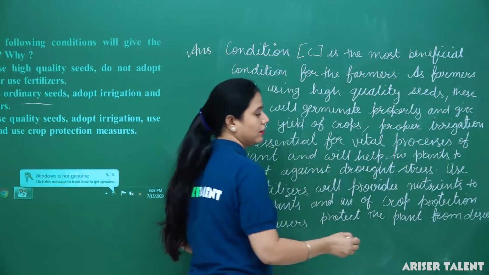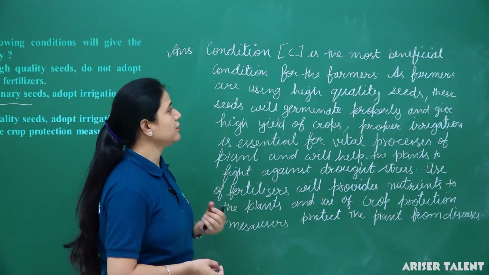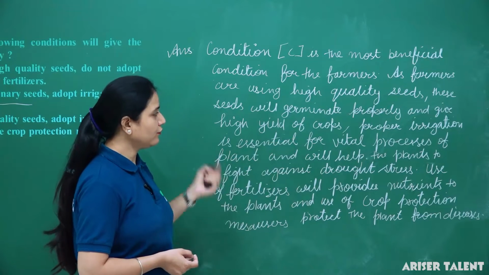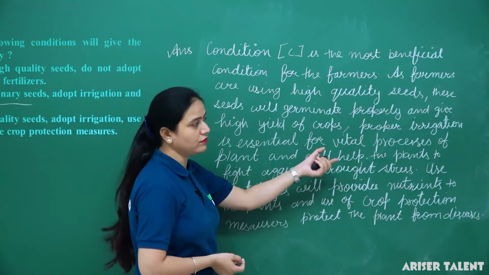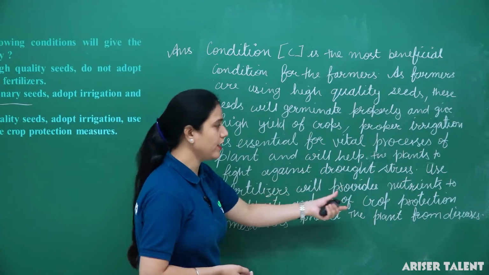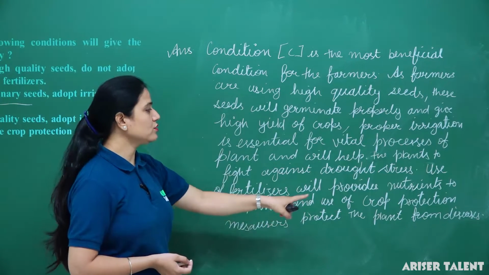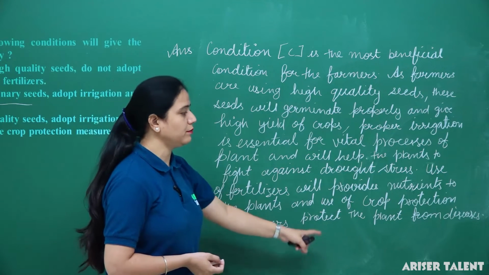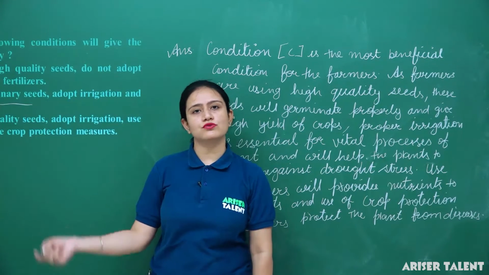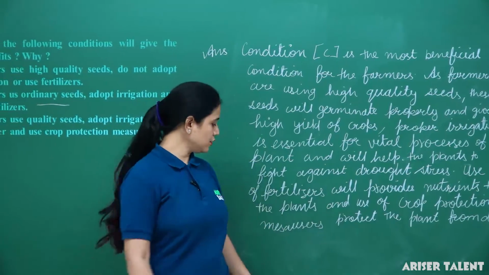So here I have described. We can say that condition C is the most suitable condition because high quality seeds will give a high yield of crops. Proper irrigation is essential for the vital processes of plant and will help the plant to fight against drought stress. Use of fertilizers will provide nutrients to the plants and use of crop protection measures protect the plants from diseases. Clear? So we can say that condition C is the most suitable condition. If you wish, you can take the screenshot.